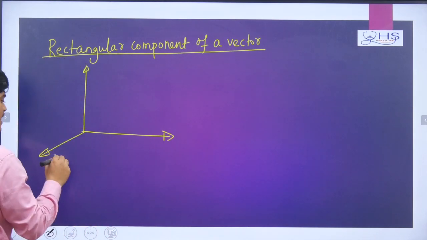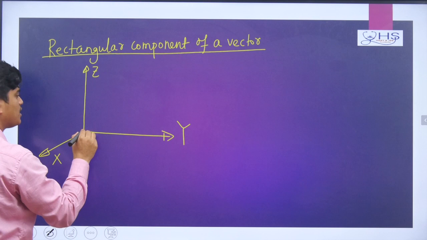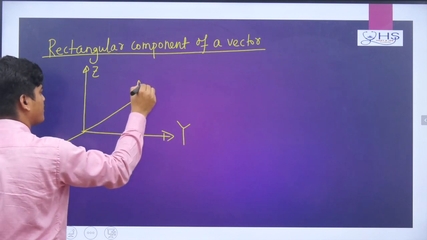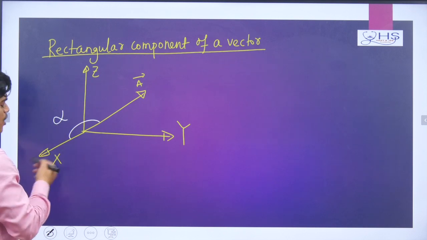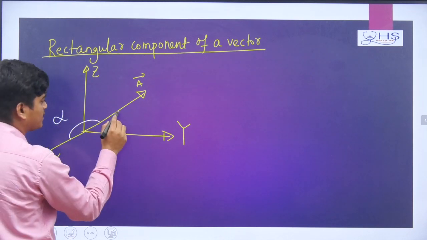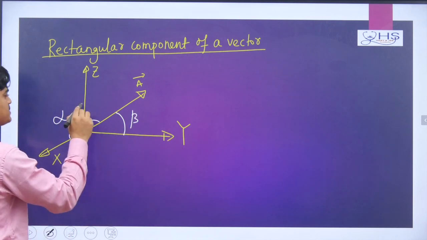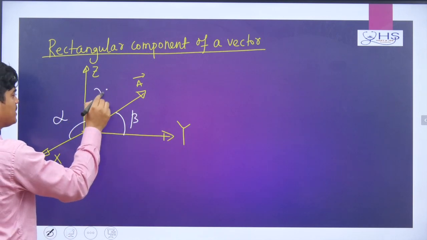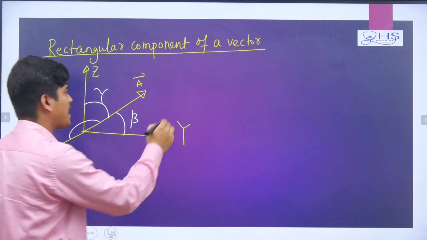Now suppose this is your x axis, this is your y axis, and this is your z axis. Suppose a vector A is there, making an angle alpha with the x axis, an angle beta with the y axis, and another angle gamma with the z axis. So what is happening here? Now, what are alpha, beta, gamma?